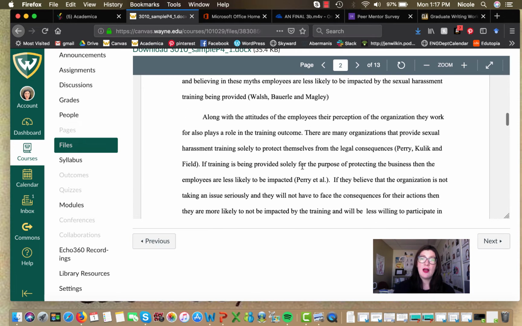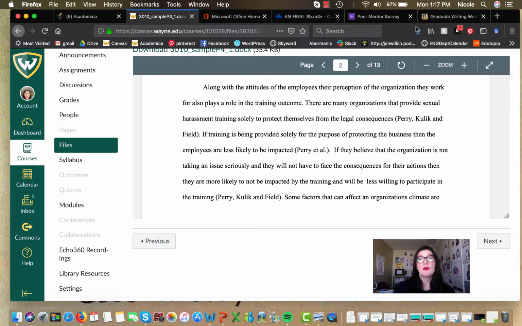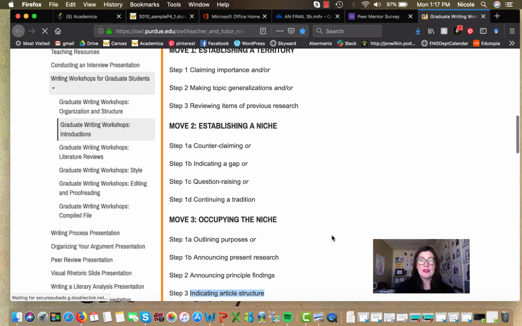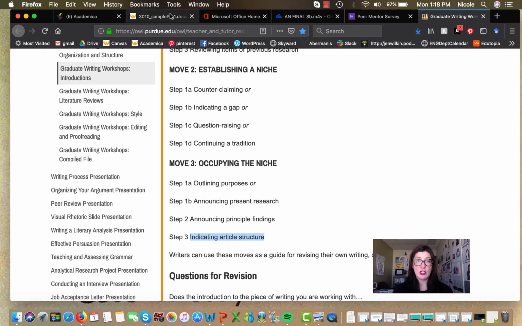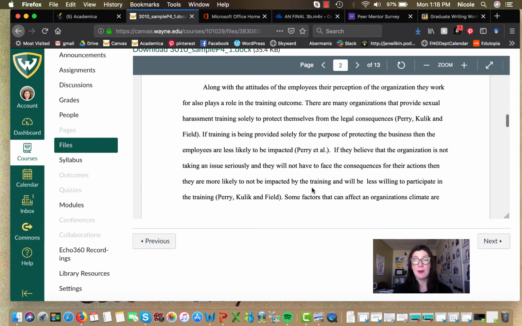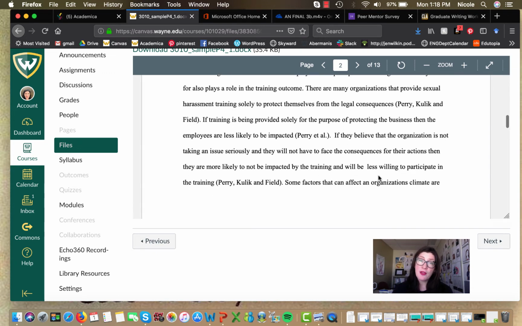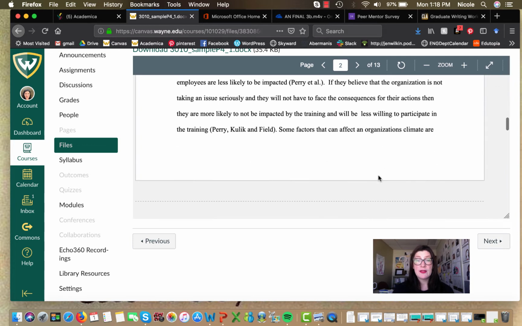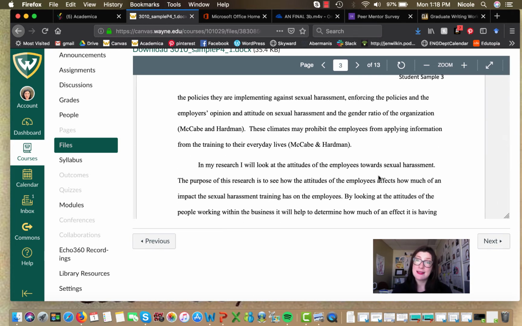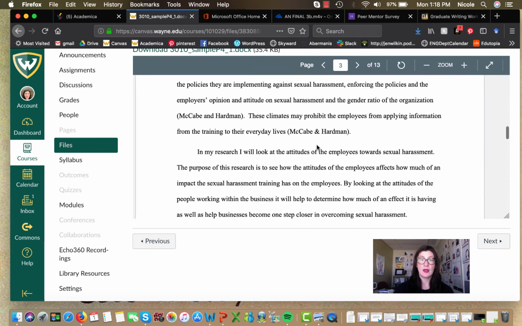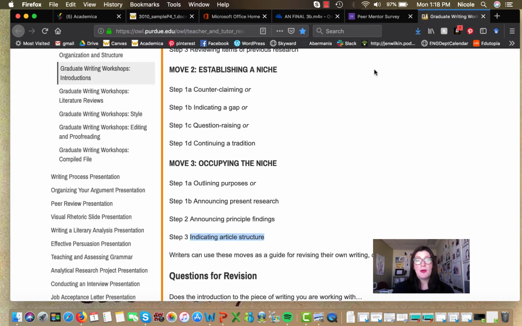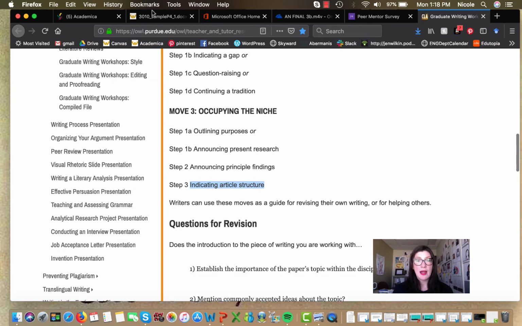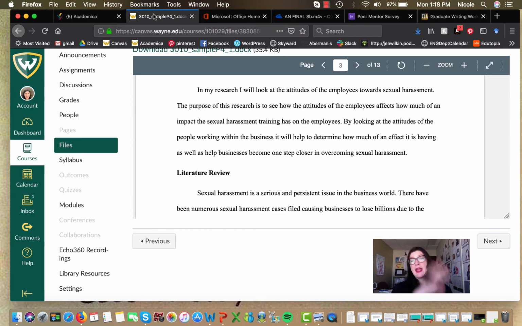So this helps us move into the next part of our CARS, which is establishing a niche, raising a question or a counterclaim, or pointing to a gap. So in this next paragraph, the author takes time to set up what this counterclaim is and why it's still needed, why this author's research proposal is still important and necessary. So then that sets up this third move, occupying the niche, outlining purposes, and giving a structure or a map for the rest of the proposal.